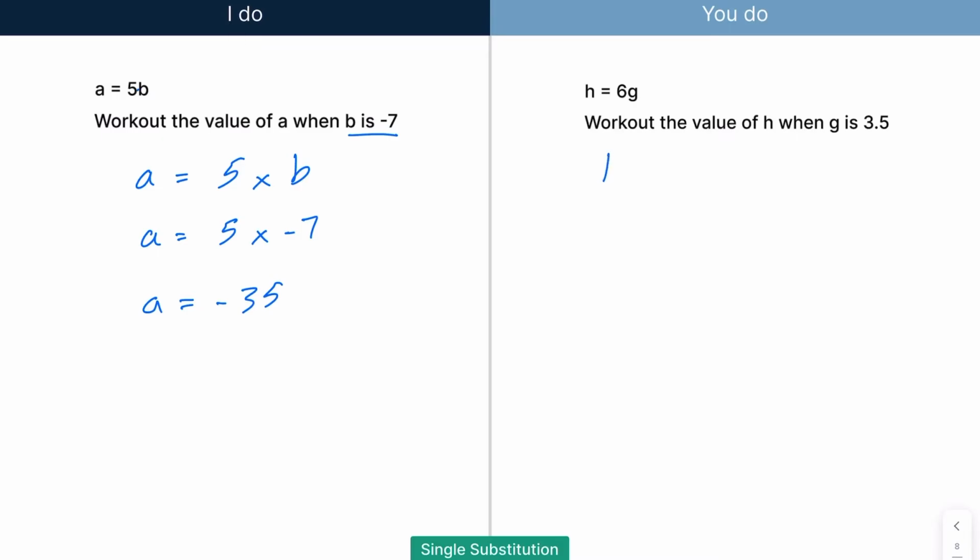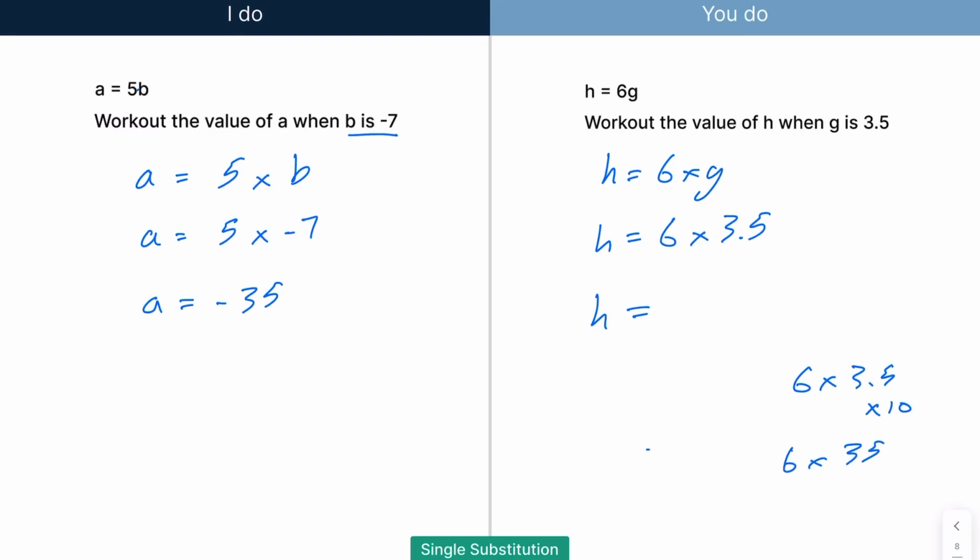So again, on the right, hopefully you've pressed pause and had a go at this. So we just substitute g into there. And now with this one, there is a decimal, so you can go down the route of actually doing 6 times 3.5. I can multiply this by 10, which then becomes 6 times 35. And then you can use the column multiplication method to do 6 times 35, which will give you 210. And then when you get your answer, you need to divide it by 10 to do the opposite, because we multiplied by 10 here. We divide it by 10 here, and then that gives us an answer of 21.